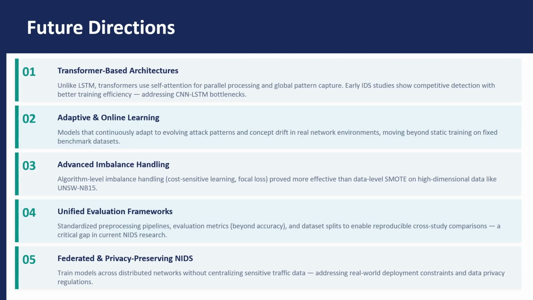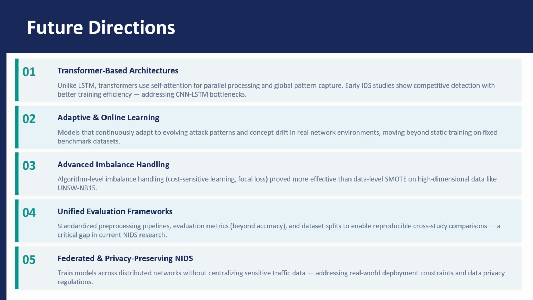Future directions. Looking ahead, there are 5 directions we see as the most promising for this research. First, transformer-based architecture. Unlike LSTM, transformers use self-attention for parallel processing and global pattern capture. Early IDS studies show competitive results with better training efficiency, and they could address the bottleneck we observed with CNN-LSTM.